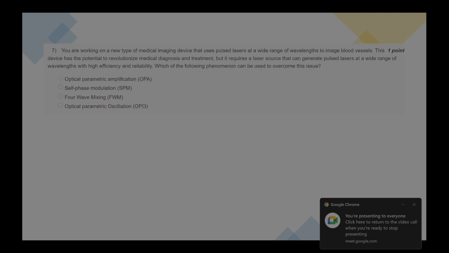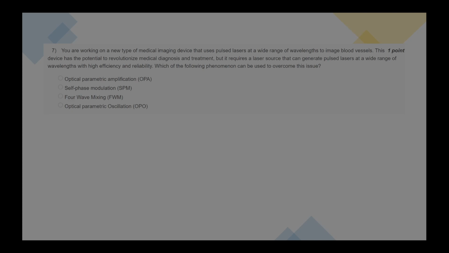This is question number 7. Now this question number 7 is that you are working on a new type of medical imaging device that uses pulsed lasers at a wide range of wavelengths to image blood vessels. This device has the potential to revolutionize medical diagnosis and treatment, but it requires a laser source that can generate pulsed lasers at a wide range of wavelengths with high efficiency and reliability. Which of the following phenomena can be used to overcome this issue? So optical parametric amplification is there, self-phase modulation is there, four-wave mixing, and optical parametric oscillation is there.